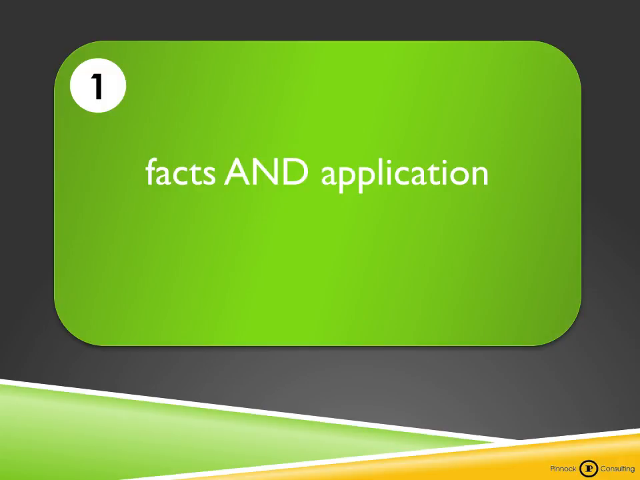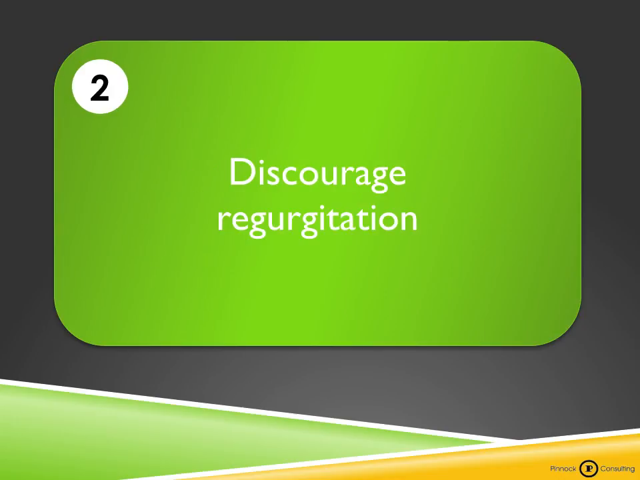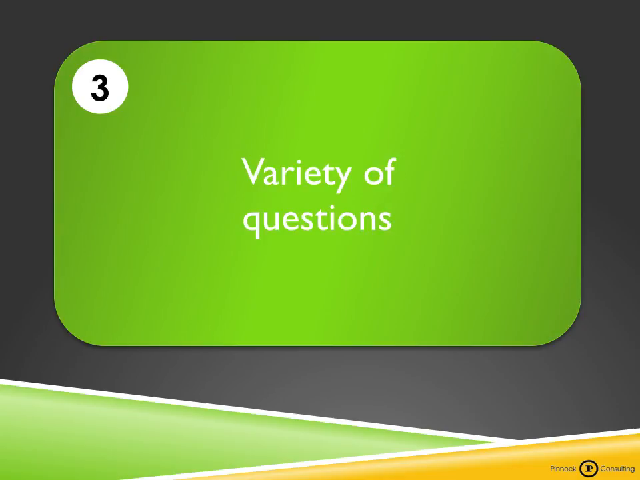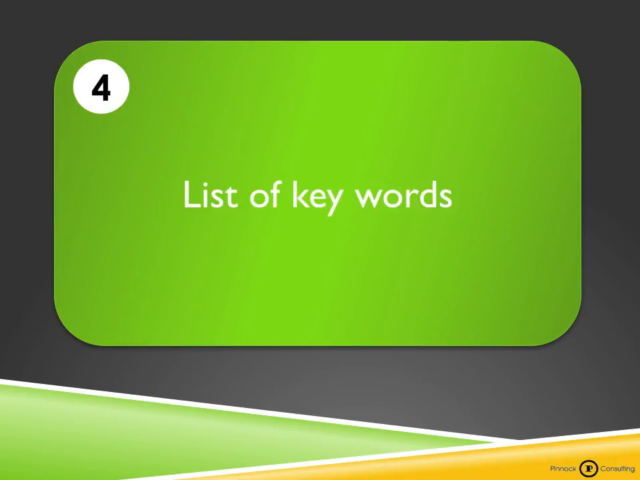Well, the first is we have to emphasize the importance of both factual knowledge and the application of this knowledge to both their scenarios and their examples. We need to discourage the regurgitation of facts. We need to expose the learners to a variety of different questions and coach them to approach these different questions correctly. But most importantly, we need to provide our learners with a list of keywords and explain to them what each of these mean. So, for example, if they get in the exam paper, compare, distinguish, evaluate, justify, they know what is expected of them and what these terms mean.